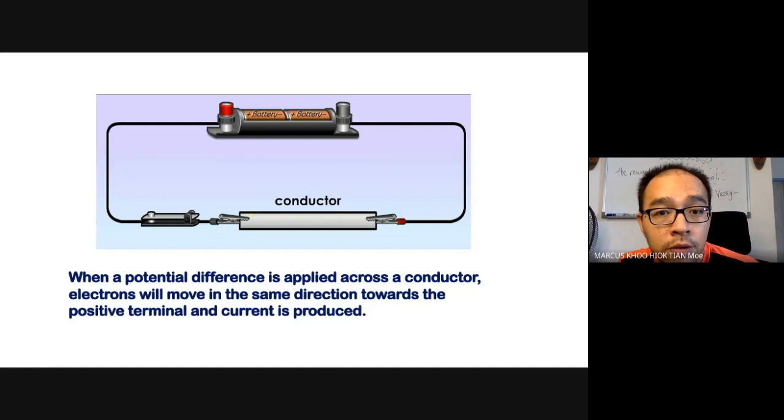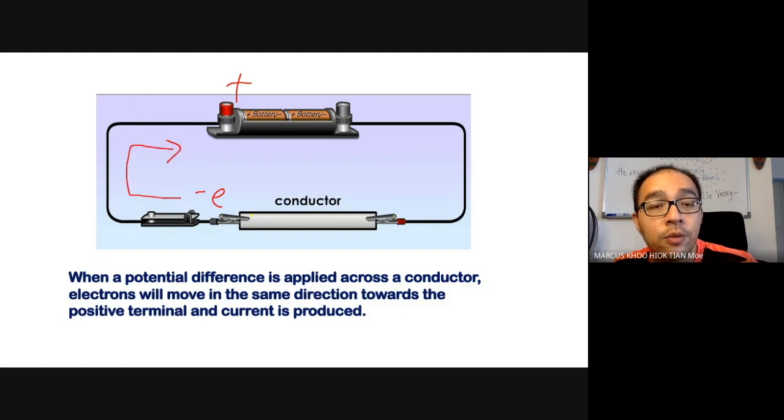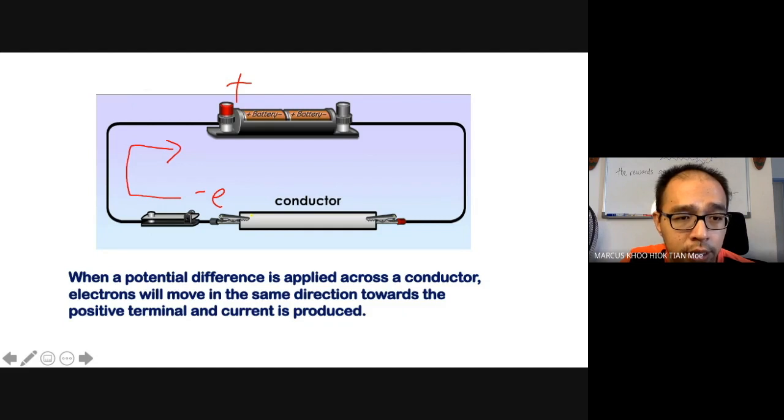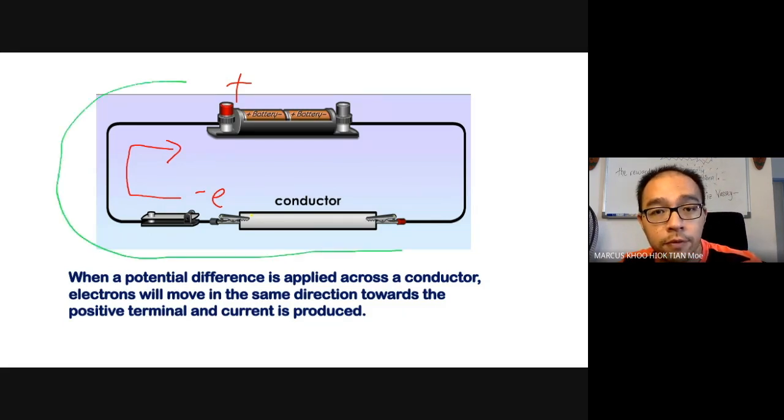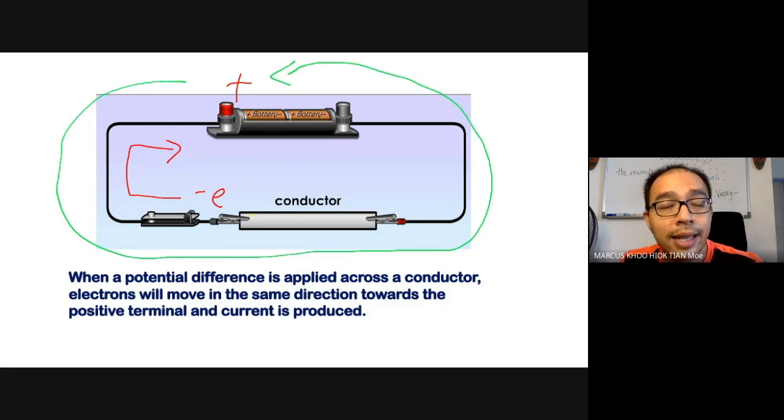Okay, when a potential difference is applied across the conductor, the electrons will move in the same direction, towards the positive terminal. So if this is the positive terminal over here, the electrons are going to move this way. But we know that current flow is this way, from positive to negative. But electrons flow the other way around to produce the current.